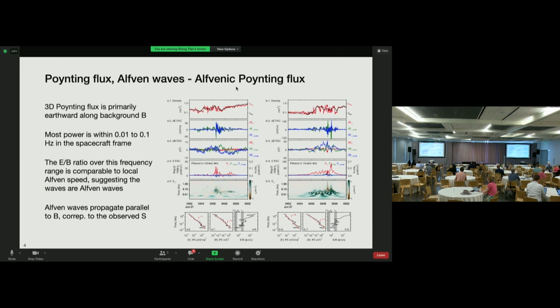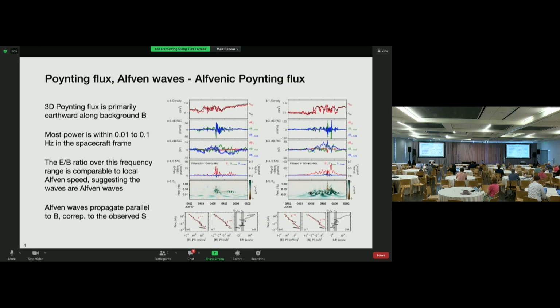So I'll refer to them as Alfvénic Poynting flux. They're really the same thing: Poynting flux, Alfvén waves, and Alfvénic Poynting flux are used interchangeably here in this event. We observe pretty similar wave properties for RBSP-B. Again, the E/B ratio plateaus in this frequency range, and within this frequency range, we see the most significant Poynting flux.